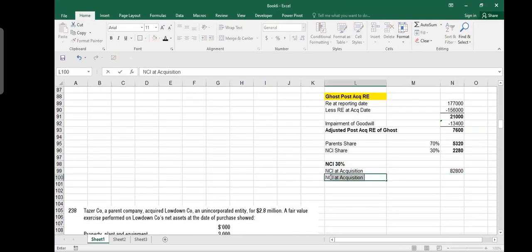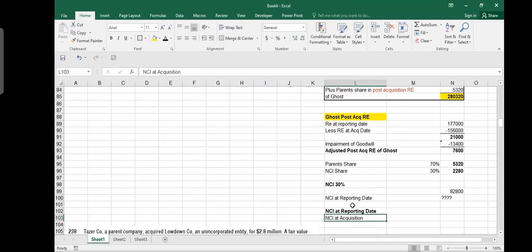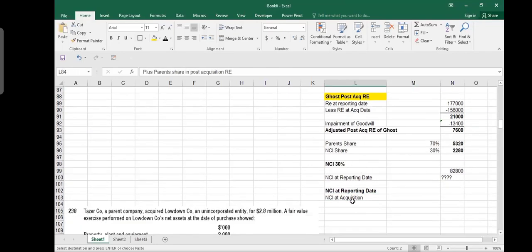Or they may ask you, how much is NCI at reporting date? NCI at acquisition means NCI at the beginning, NCI at reporting date means NCI in the end, like NCI on 31st of December. And of course, that would be acquisition plus or minus the profit. They did not ask this question, but let's suppose they ask us, how much is NCI at the reporting date? Your answer should be like this: NCI at reporting date is NCI at acquisition, plus this one. Instead of the word parent, I would say NCI's share. That makes logic.